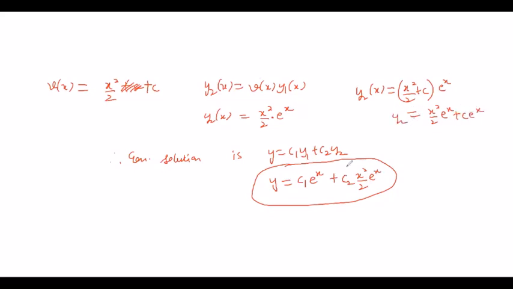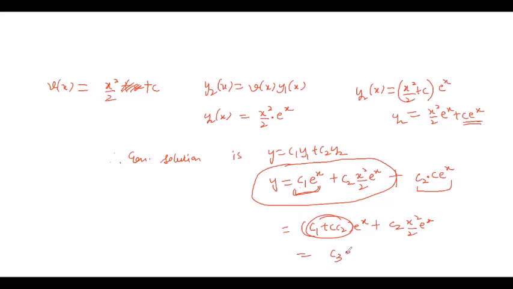So in the general solution, there will be one more term added, c2 into c into e raised to power x. But then you can see this and this are combined. If you combine this and this term, you will get (c1 plus c times c2) into e raised to power x plus c2 x square by 2 into e raised to power x. This is another constant. Just call it c3, right? So still the solution remains the same as the original one I wrote. It just contains two arbitrary constants. It cannot have a third one. If you try to introduce a third one, it will be adjusted automatically.